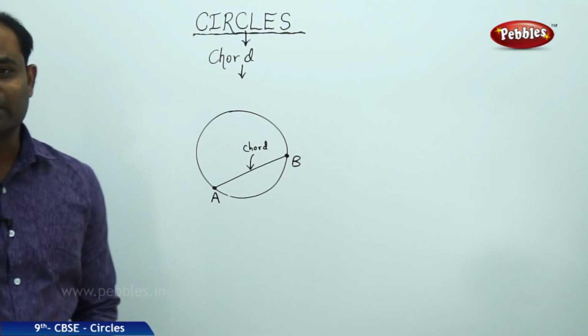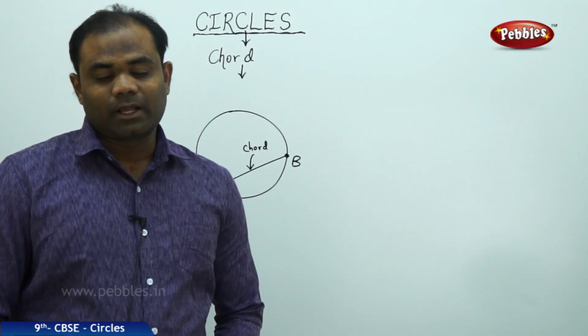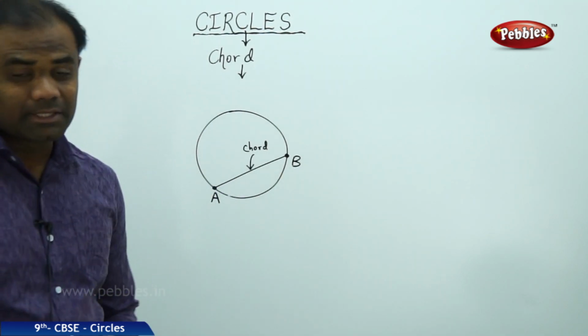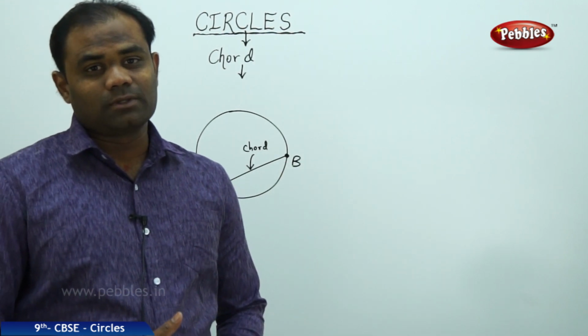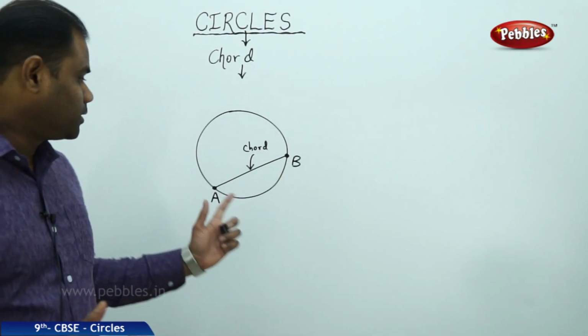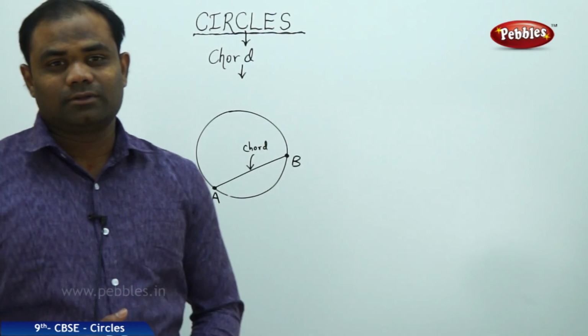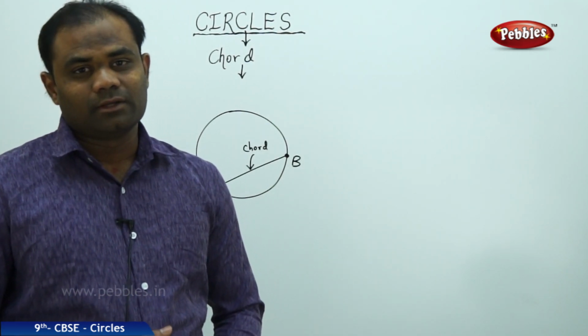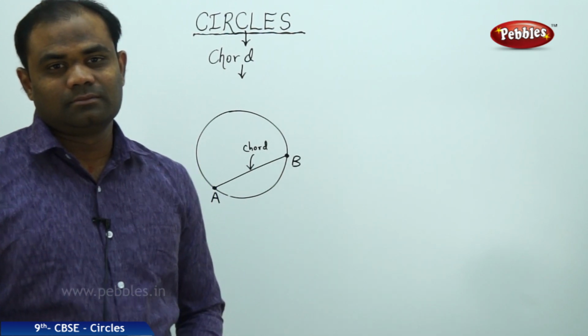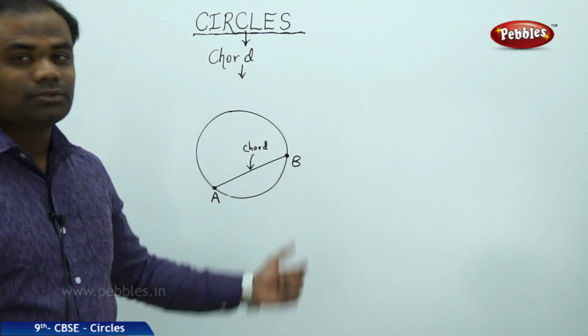Is how we define a chord. A chord is defined as the line segment which is formed by joining any 2 points on the circle. A chord is a line which cuts the circle. Is how I understand it geometrically.